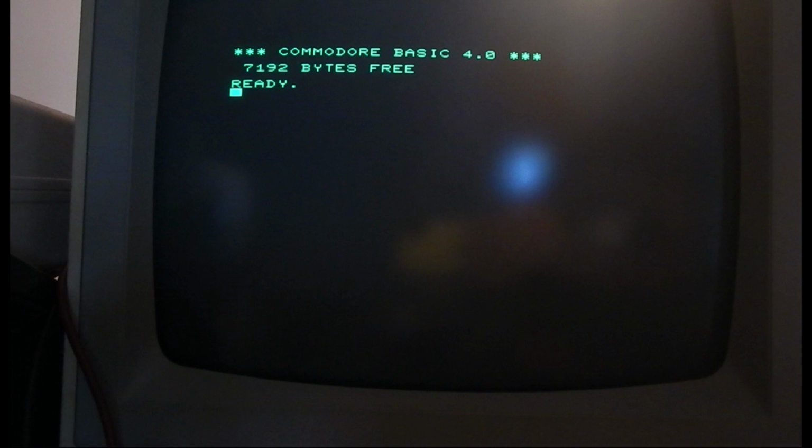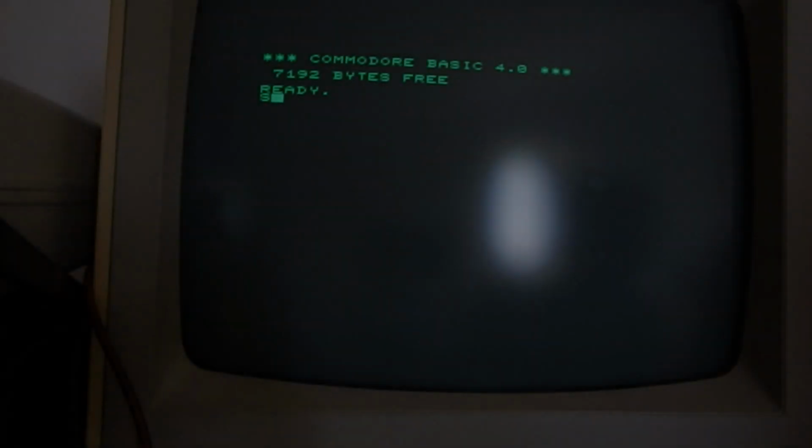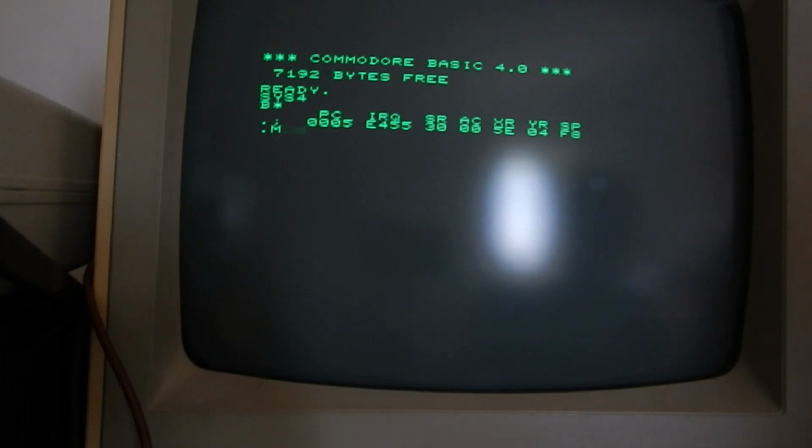Of course, I could simply call it a PET 4008 and be done with the repair. I'm just kidding, of course. Let's try to find which RAM IC is misbehaving with the help of the machine language monitor.